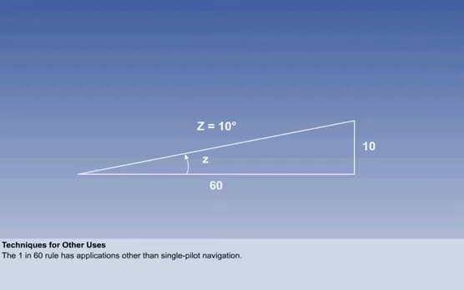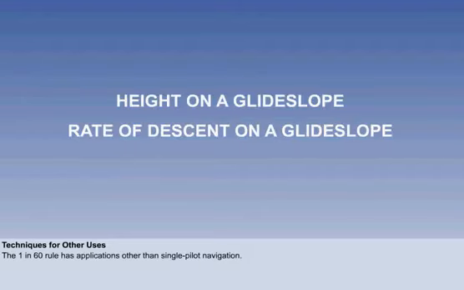The 1 in 60 rule has applications other than single pilot navigation. It can be used to determine required heights and rates of descent on a glide slope, calculate distance off required track using radio aids, and for calculating the range of a VOR from the rate of change of bearing.